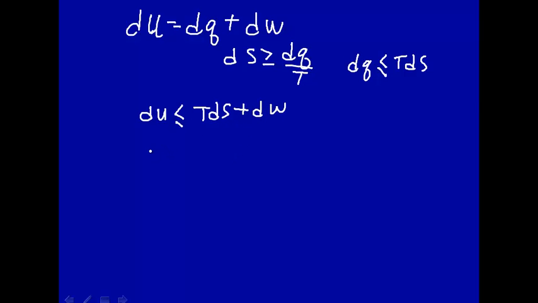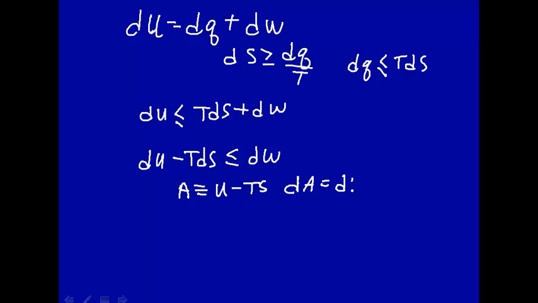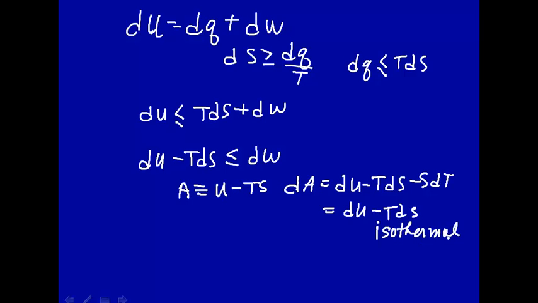All right, let's put T dS over here. So dU minus T dS is less than or equal to dw. Now recall that the Helmholtz free energy is defined as U minus TS, so that the change in Helmholtz free energy A is dU minus T dS minus S dT. Let's make this isothermal, so this is just dU minus T dS, where we said this is an isothermal process. Okay, so if that's the case, we can substitute in dU minus T dS with dA. So we can say that dA is less than or equal to dw. This is a change in Helmholtz free energy, and this is the work done on or by the system.